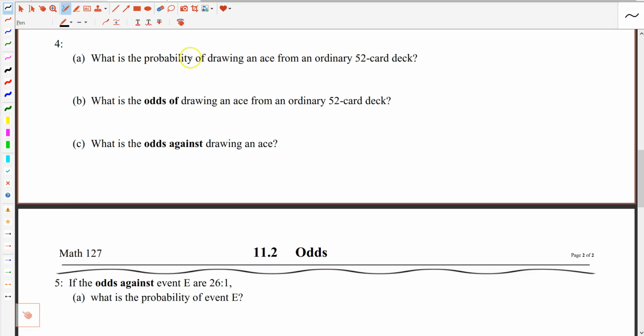Alright, so we're looking for the probability of drawing an ace. So let's review that initial notation. So the probability of an ace. When you're doing the probability, the denominator is going to be the total number of outcomes in your sample space. So there are 52 cards total in the sample space. Out of those 52, how many of them satisfy the criteria about being an ace? That'll be 4 of them. So the probability of drawing an ace would be 4 out of 52, which then simplifies to 1 out of 13. Right, so that's probability.